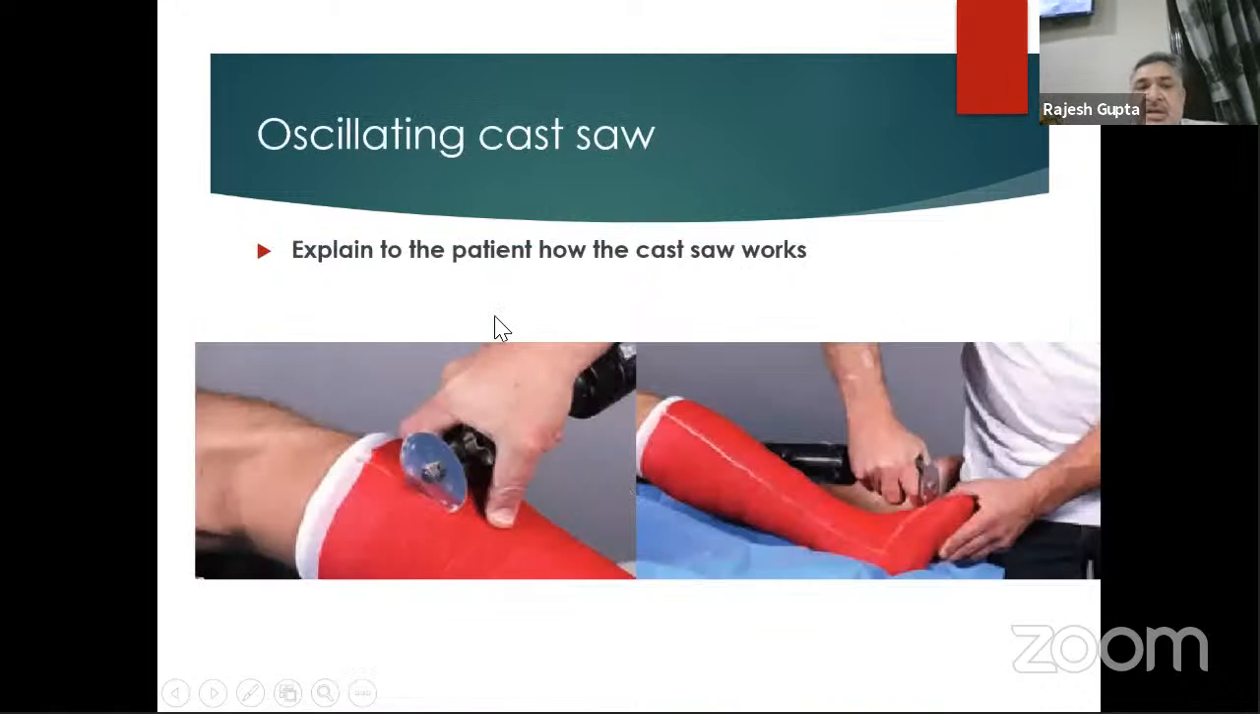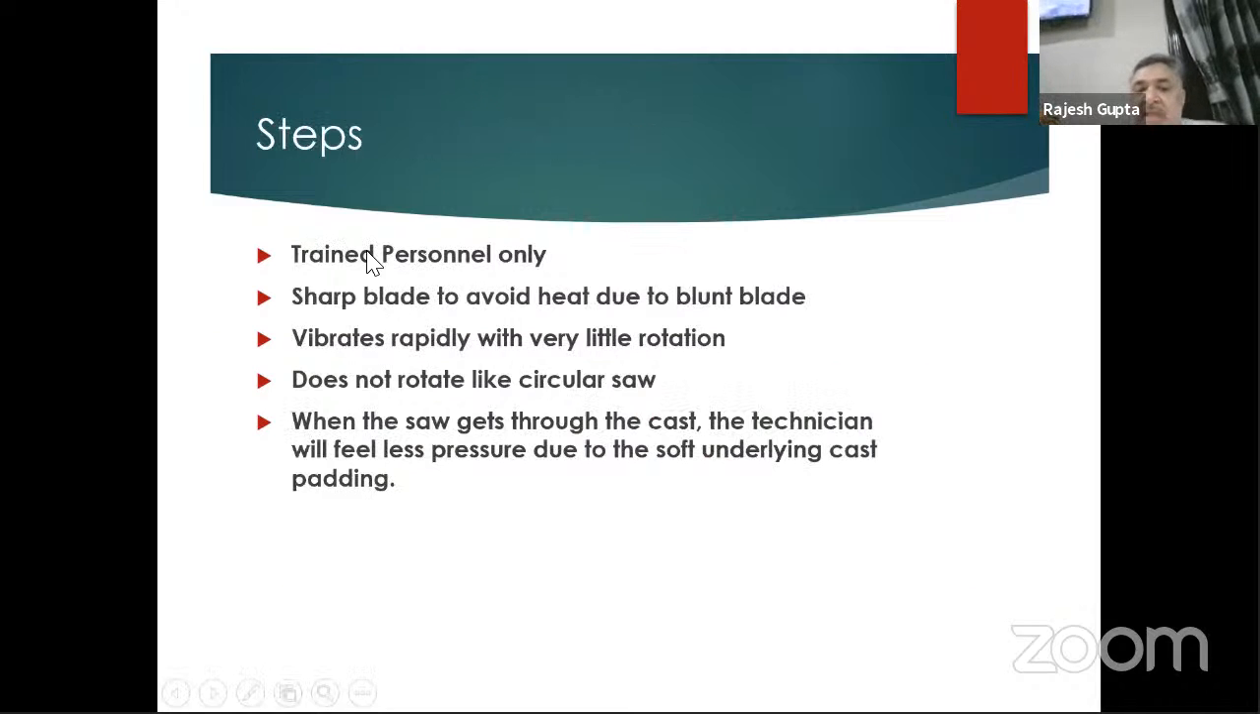Nowadays, most of us are cutting with an oscillating cast saw. So not very easy. Everything has to be explained to the patient, how the cast saw works. It has to be done by trained personnel. It has to be done with a sharp blade to avoid the heat generated due to a blunt blade. It only vibrates with little rotation. It does not rotate like a circular saw, so it does not cut the underlying skin. And when the saw gets through the cast, you may feel loss of resistance. It means you have cut the cast.